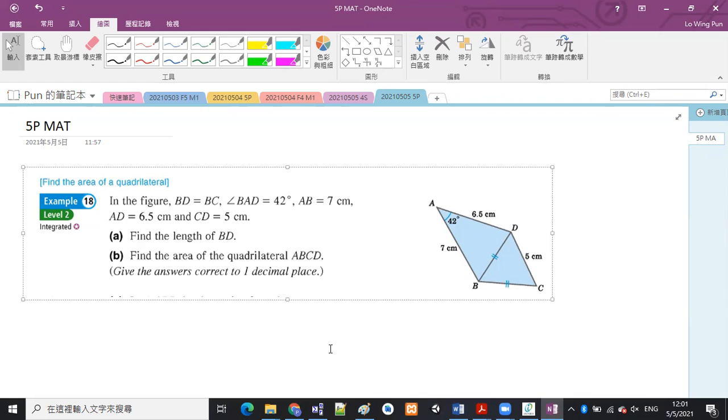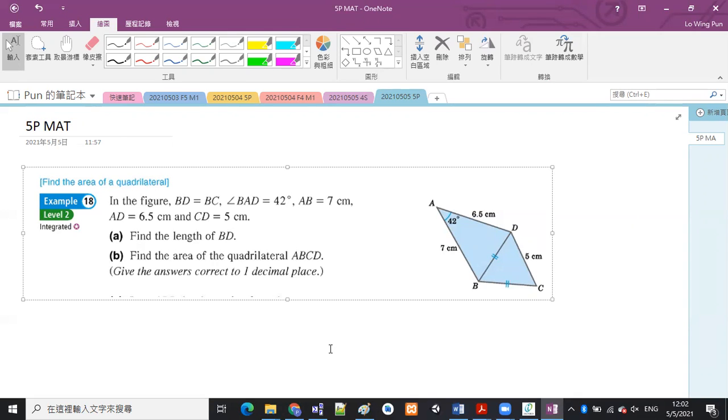Among the 3 given pieces of information, do we have one pair of corresponding length and angle? No. This length should be corresponding to this angle, we don't know. This length should be corresponding to this angle, we don't know. This angle should be corresponding to this length, we don't know. So we do not have any pair of corresponding length and angle, so we cannot use sine formula. Do you understand? So we must use cosine formula for this.